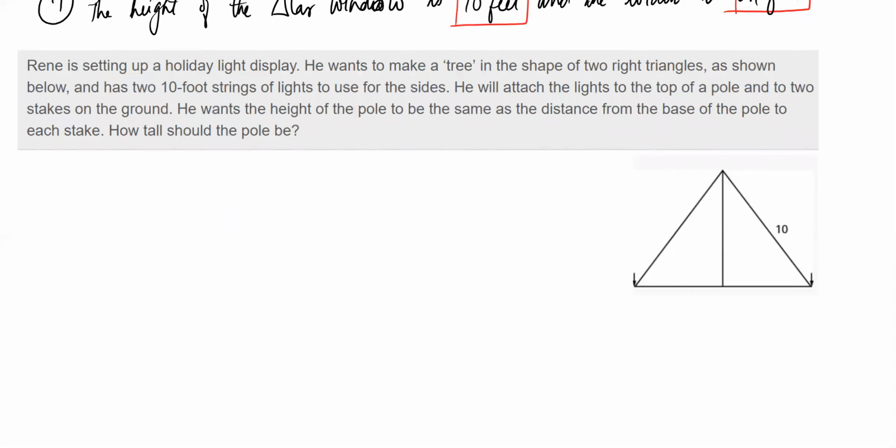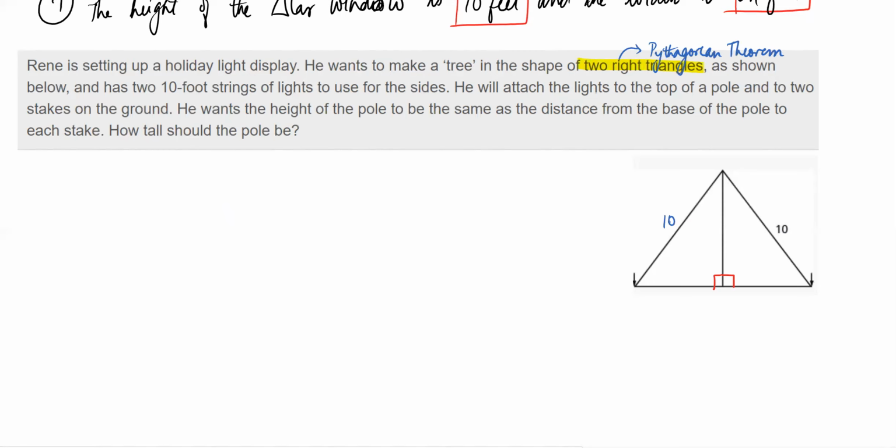Okay, this is a holiday display and it's shown to us. He's making this tree in the form of two right triangles, they say. That's a big clue for us. Two right triangles. The moment you see right triangles, keep the Pythagorean theorem in the background. It might come in handy. He has two 10-foot strings of light to use for the sides. So that's already marked here, 10. That means this also is 10.